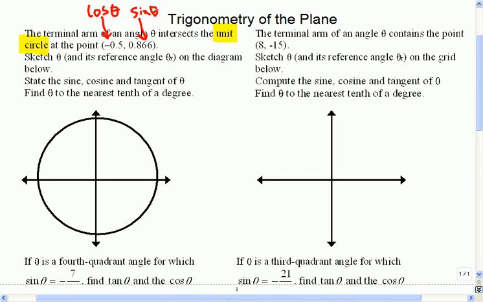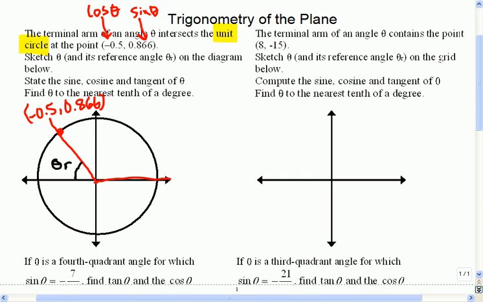Okay? So if we know the point, we can plot this here. If I go over to x equals a half, it's going to be about, x equals negative a half. So this is roughly what the angle would look like. Something like this. And if we wanted to sketch its reference angle, here would be the reference angle. Okay, and we need to find the sine and cosine and tangent.